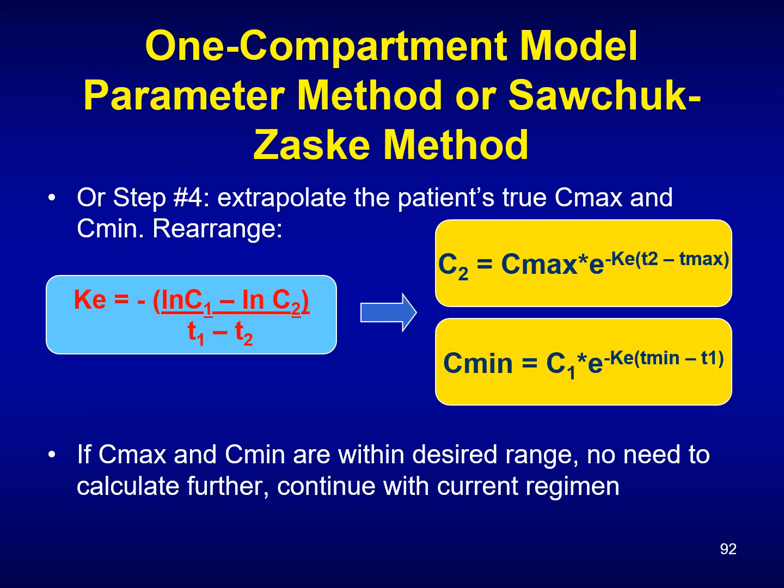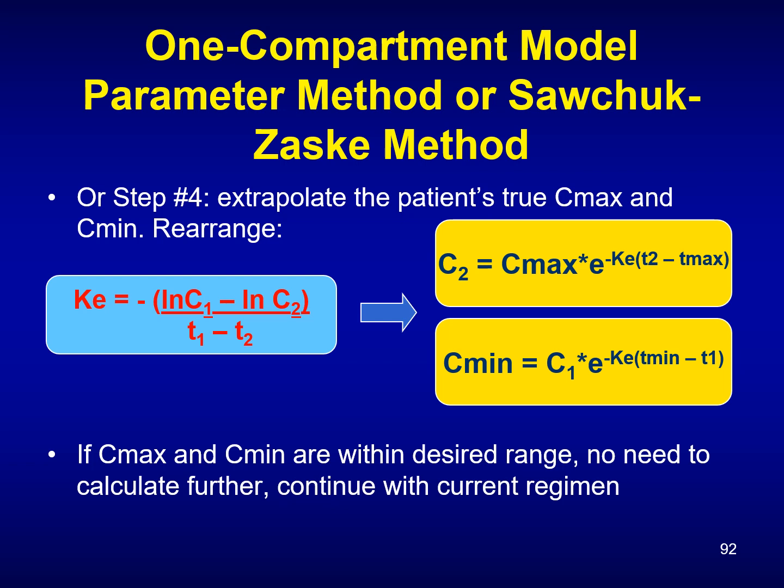Rather, step 4 often involves the extrapolation of the patient's true Cmax and Cminimum from 2 random concentrations C1 and C2 using the equation in red on the left, which can be arranged into the two equations on the right by substituting C1 with Cmax and C2 with Cminimum. The time points reflect the time points at which concentrations are obtained. T2 represents when C2 is obtained, Tmax represents when Cmax is obtained, which is usually at 0.5 hours after the end of infusion. Tminimum is at the end of the dosing interval, and T1 is when C1 is obtained.